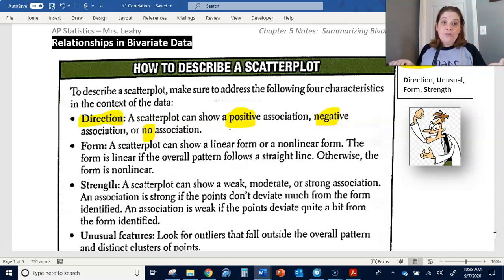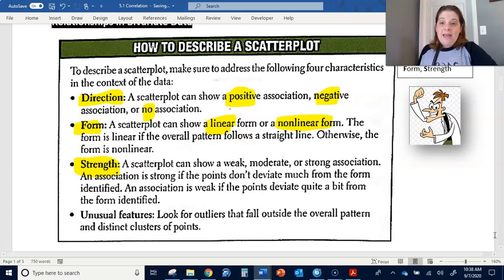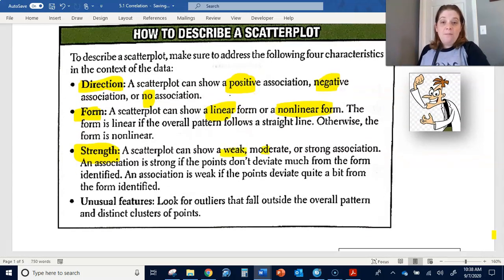And no association means that you can't make a prediction one way or the other. Form is generally we're referring to something being linear or non-linear. Does it look in general like if you drew a straight line through it that models the behavior, or does it look like a curve would better model the data? Strength is what we're going to be talking about today, and a scatter plot can show a weak, moderate, or strong association between those two variables.